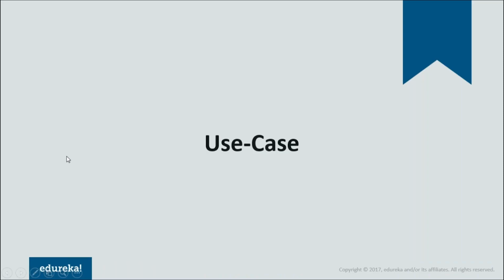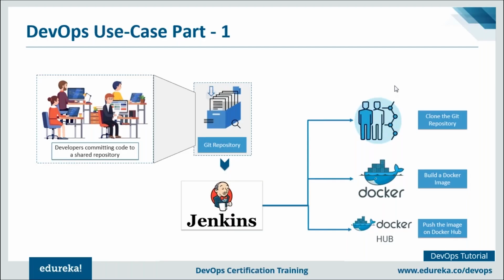Now comes the most awaited topic of today's session, which is our use case. So let's see what we are going to implement in today's use case. So this is what we'll be doing. We have Git repository, right? So developers will be committing code to this Git repository, and from there, Jenkins will pull that code and it will first clone that repository. After cloning that repository, it will build a Docker image using a Docker file. So we have that Docker file, we'll use that to build an image. Once that image is built, we are going to test it and then push it onto Docker Hub. As I've told you, Docker Hub is nothing but like a Git repository of Docker images. So this is what we'll be doing.